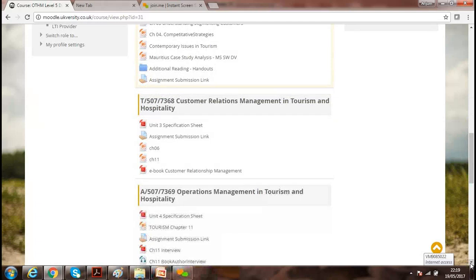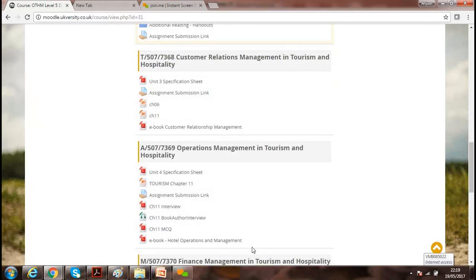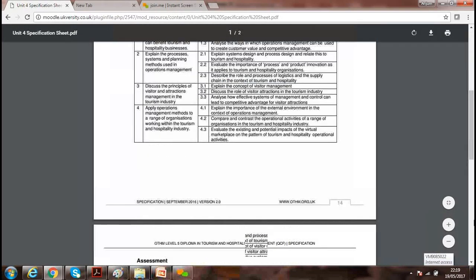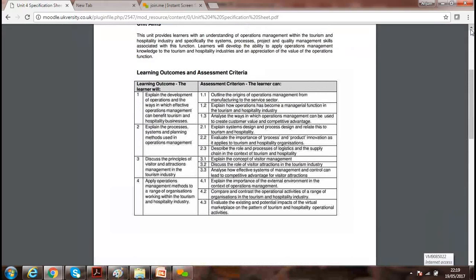Yes, operational management, which is unit 4. And this will start from next lesson. It's quite a good area, and we'll go through this, and then we'll come back to contemporary issues and customer relations, and then we will almost be finished.